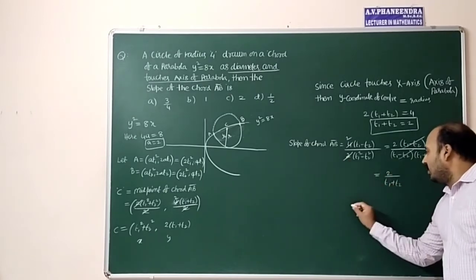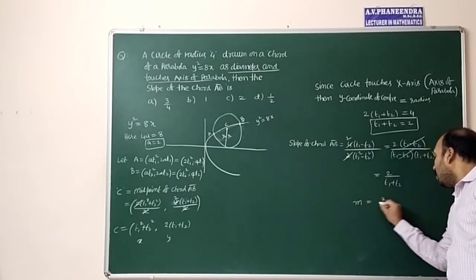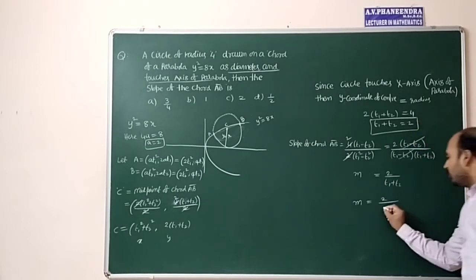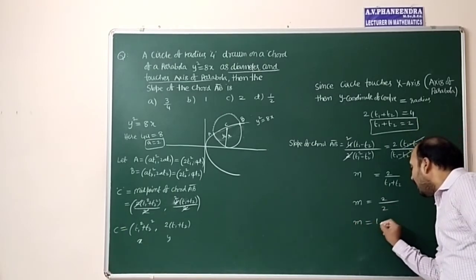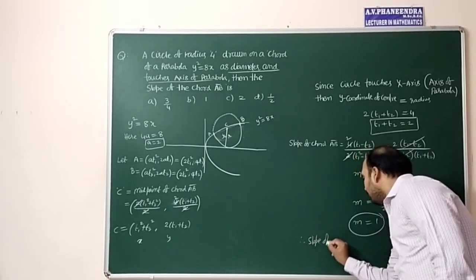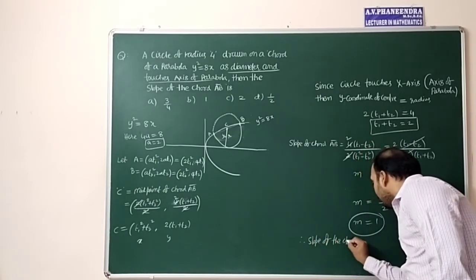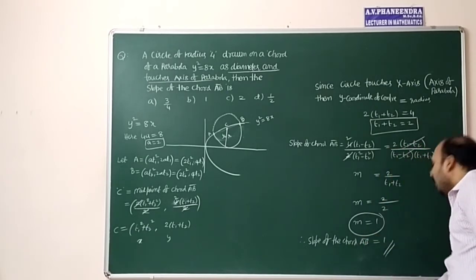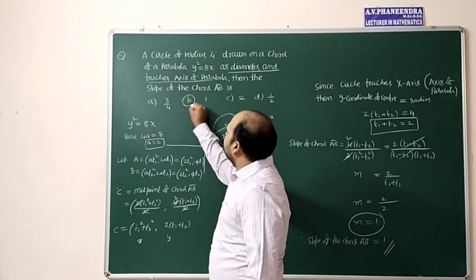Therefore, the slope of the chord m is equal to 2 divided by t1 plus t2. The value we got here is 2. So 2 by 2, which is equal to 1. Therefore, the slope of the chord is equal to 1, which is there in the second option.